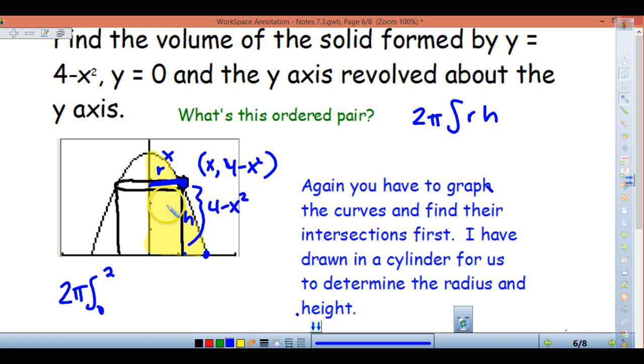And then it's going to be the radius, which is x, multiplied by the height, which is 4 minus x squared, dx. And then in this lesson, we'll just put the setups. If you do need to get the volume by hand, or if you do actually want to calculate the volume, you can certainly just use technology to integrate that for you.